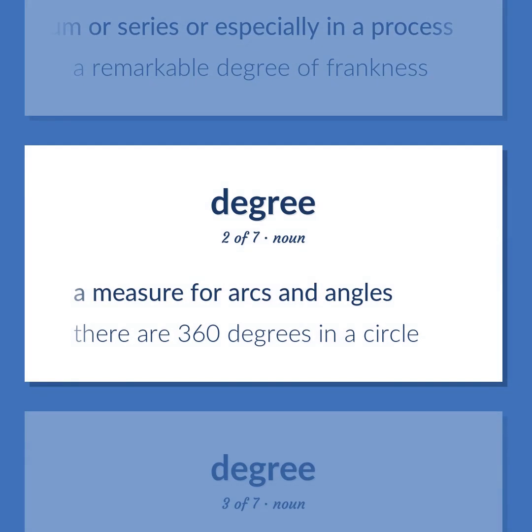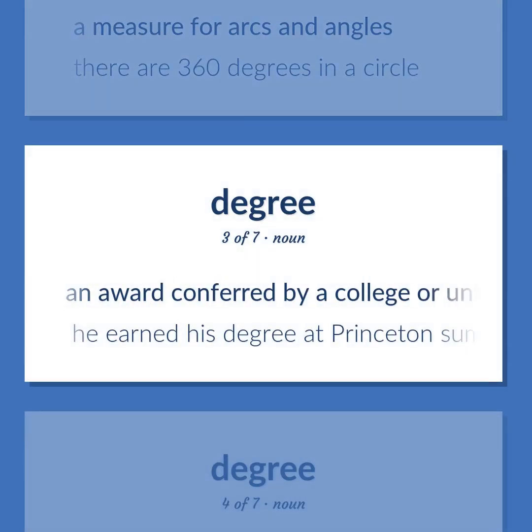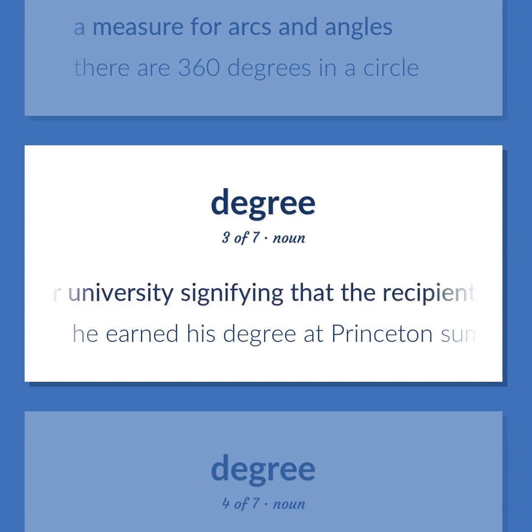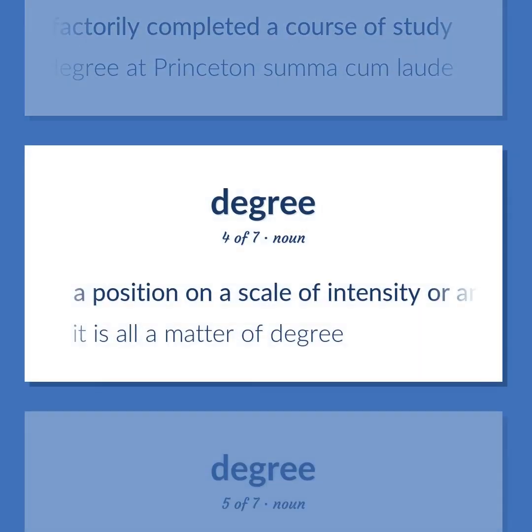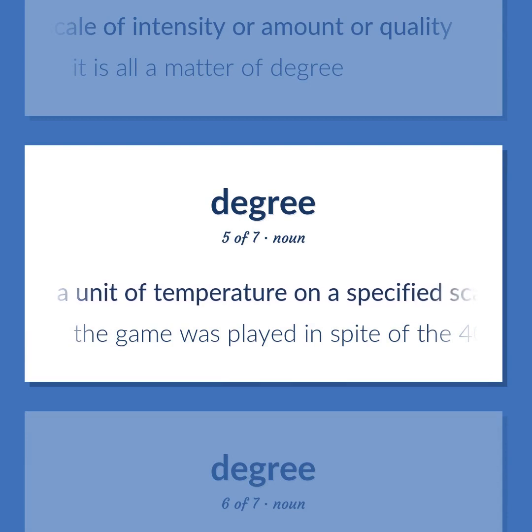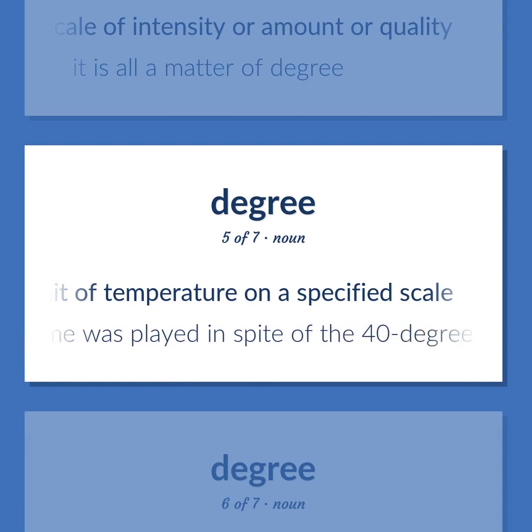A measure for arcs and angles. There are 360 degrees in a circle. An award conferred by a college or university signifying that the recipient has satisfactorily completed a course of study. He earned his degree at Princeton summa cum laude. A position on a scale of intensity or amount or quality. It is all a matter of degree. A unit of temperature on a specified scale. The game was played in spite of the 40-degree temperature.